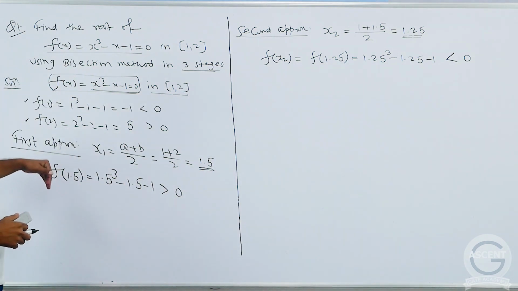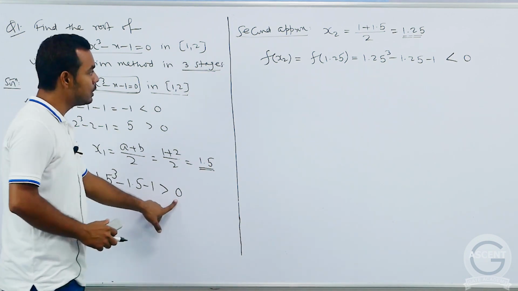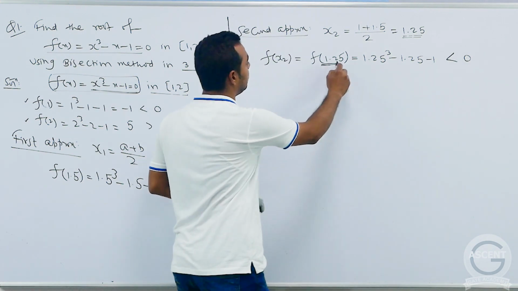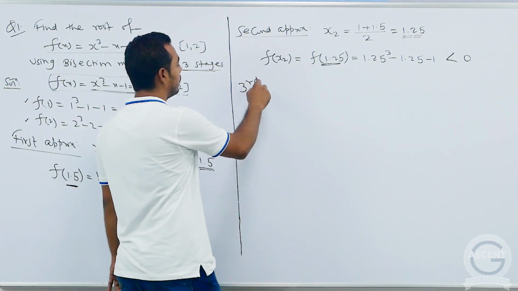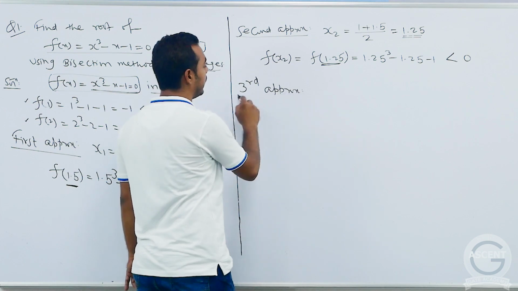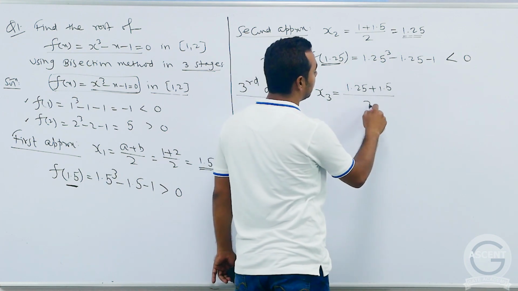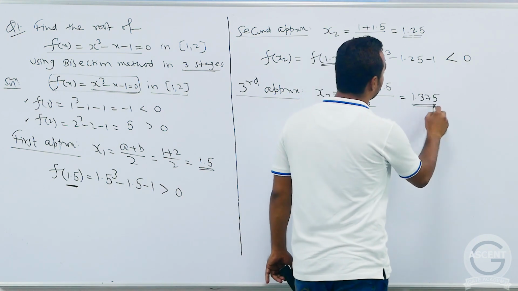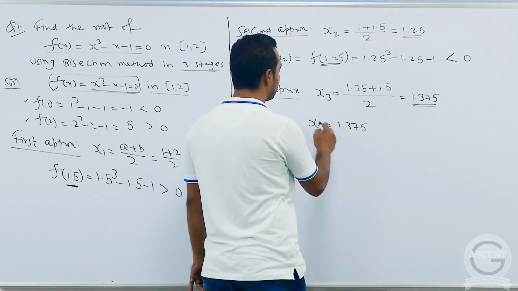Earlier we were getting a negative value at 1 and a positive value at 1.5, so the root is between these two numbers. Now we are getting that at 1.5 the value is positive, and at 1.25 the value of f of x is negative. So this means the root must be between 1.25 and 1.5. So for the third approximation, x3 will be simply (1.25 + 1.5) by 2. If you do the calculation, this will be 1.375. So after three iterations, you can say that the root is approximately 1.375. So this will be the answer.